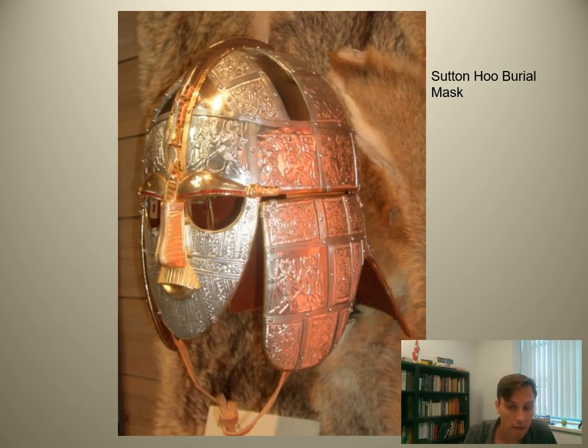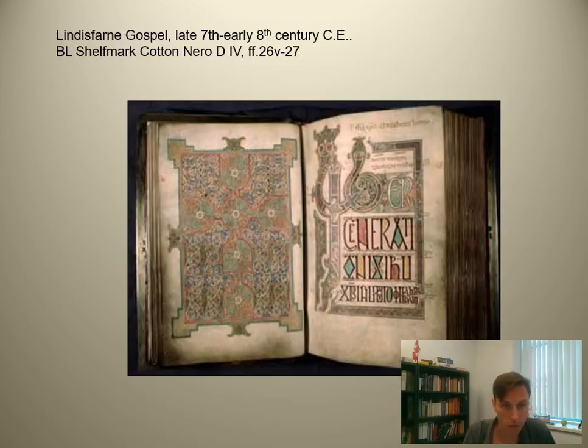Now, the Anglo-Saxons were Christianized between 600 and 800, not all at once, but through the work of missionaries, coming out of both Ireland and out of Rome and Gaul. And they set up a brilliant monastic culture.